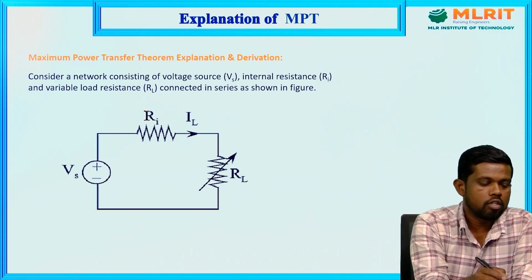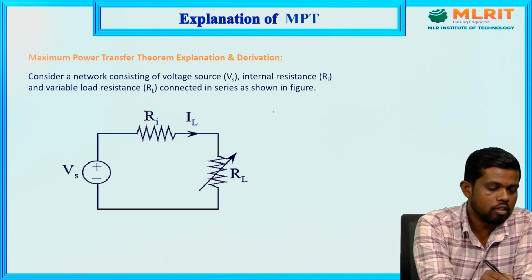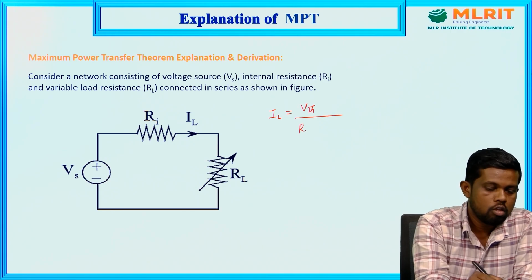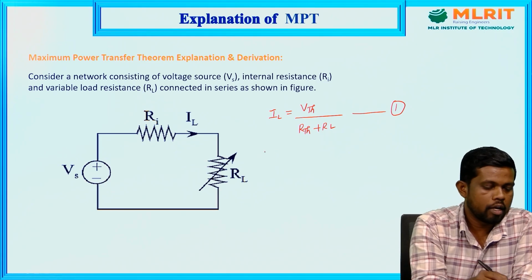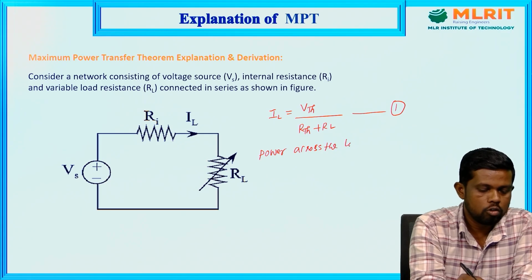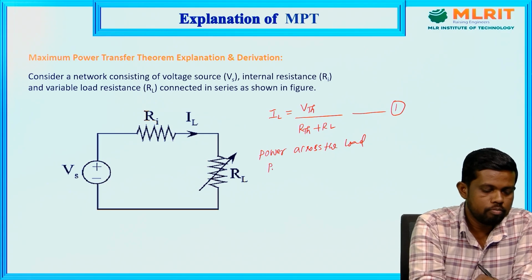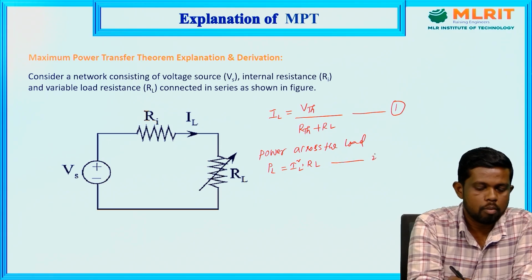For the Thevenin's equivalent circuit, we need to write the current value. Here IL equals, according to Ohm's law, VTH upon RTH plus RL. This is equation number 1. Now we would like to find the power across the load element. PL equals IL square into RL. This is equation number 2.